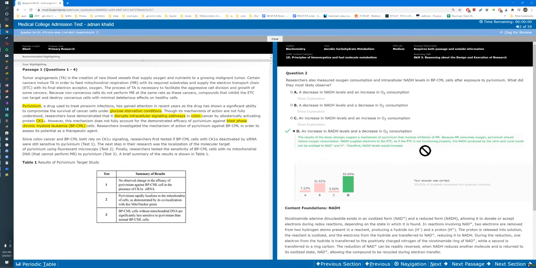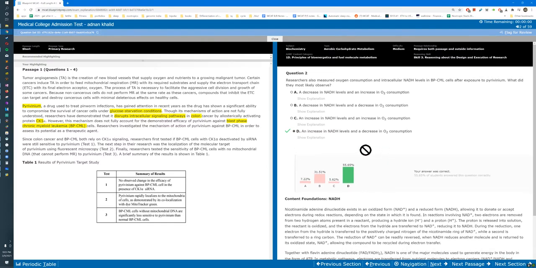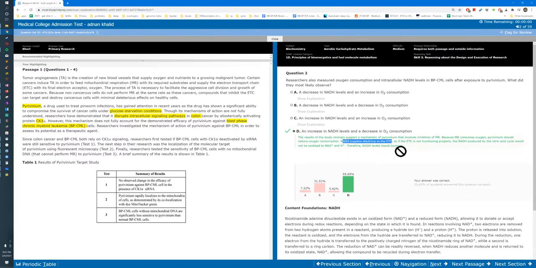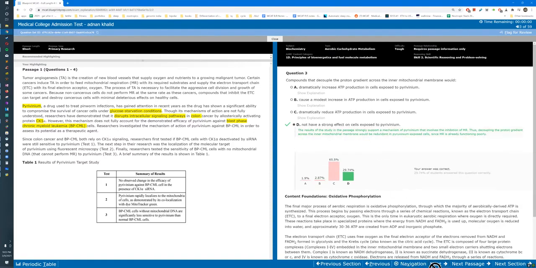So, yeah. They elaborate with details of how the NADH supplies electrons specifically to the ETC. I mean, that's the ultimate place that it goes. So that's why this is this answer. I'll try to go faster.